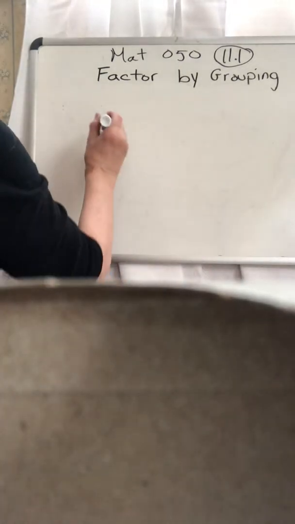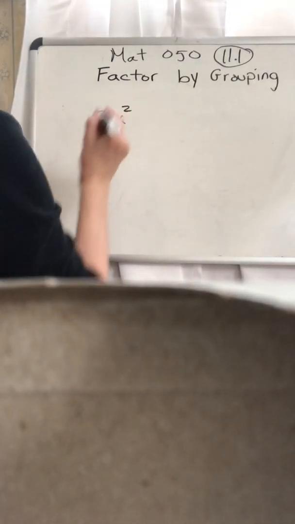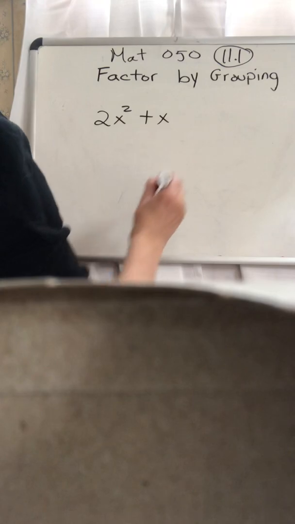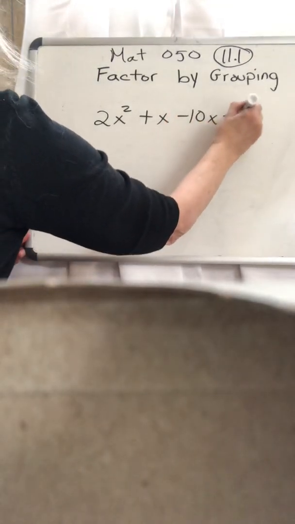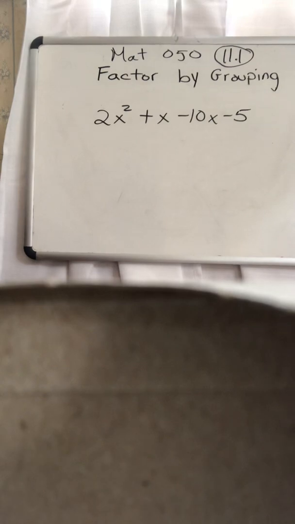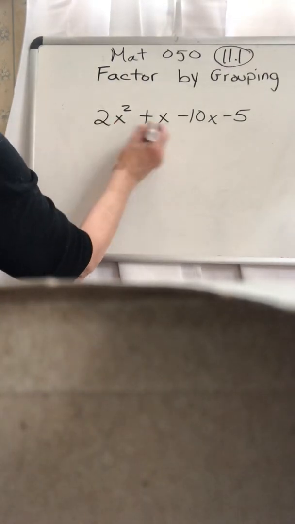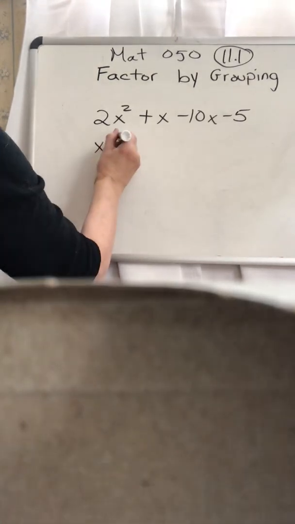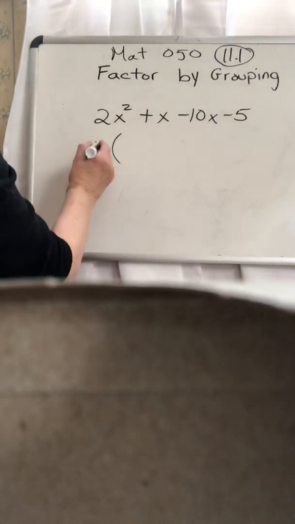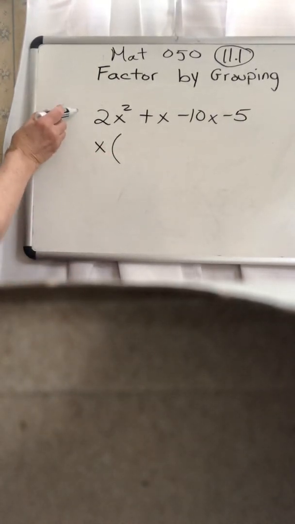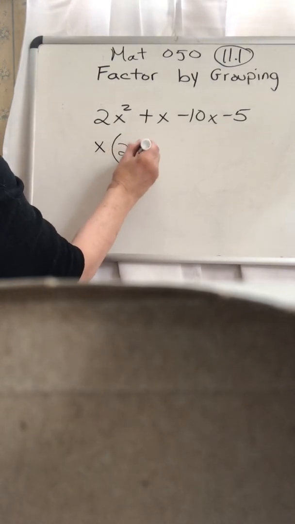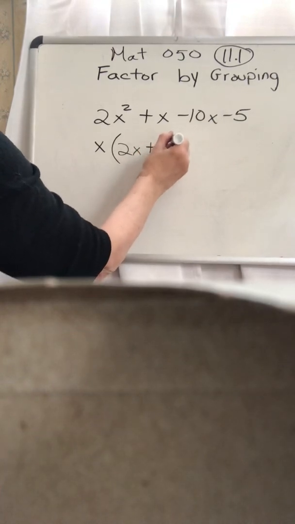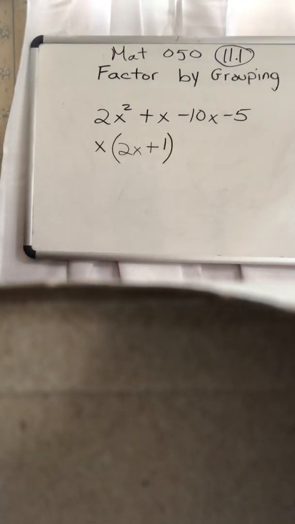So You Try It 6, you get 2x squared plus x minus 10x minus 5. Okay, so in the first two terms, the only thing they have in common is an x, so I pull it out. Then I make my parenthesis. X times what would give me 2x squared? Well, it would have to be 2x. These are exactly the same, so the common factor has to be a 1. And then I end my parenthesis.